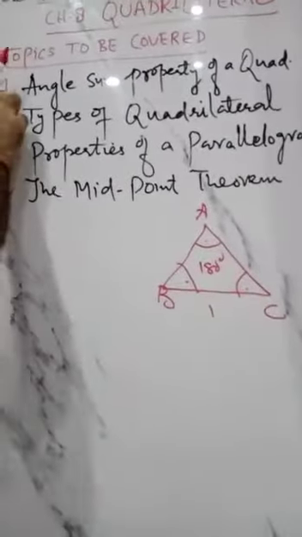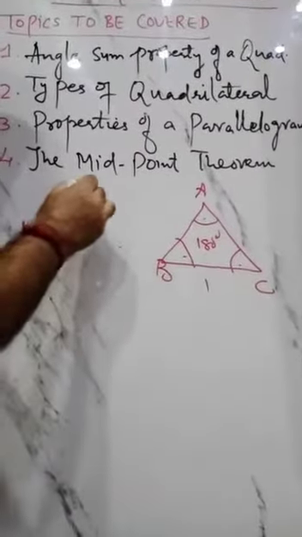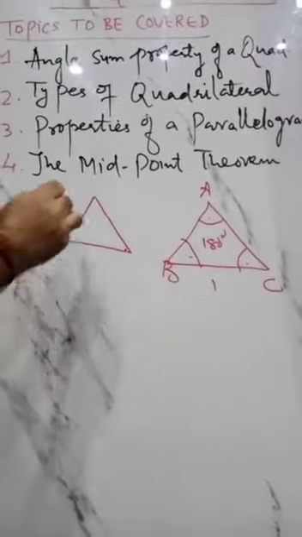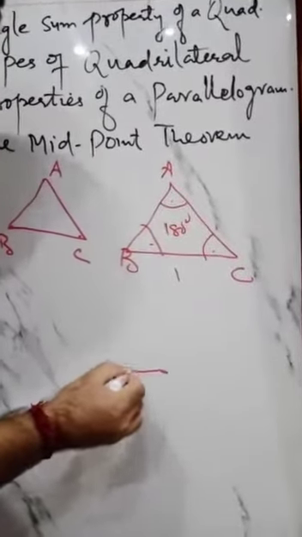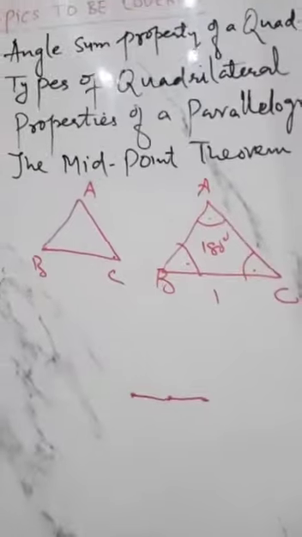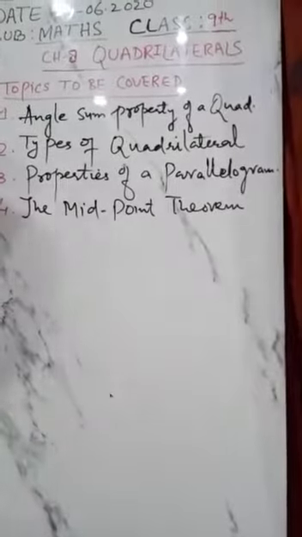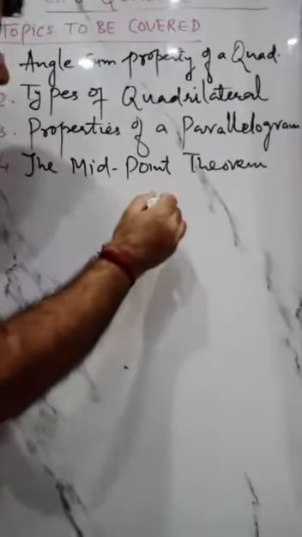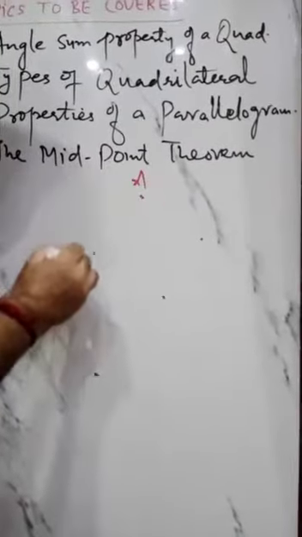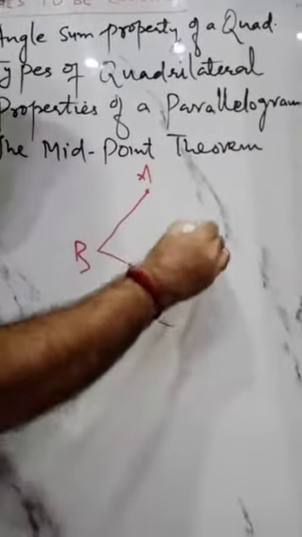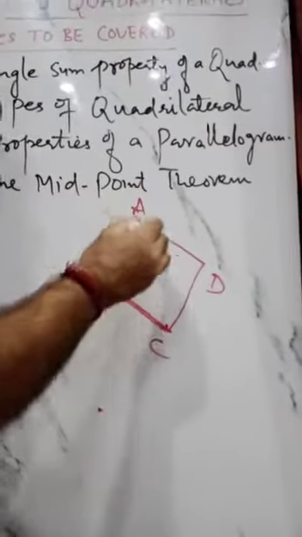Here, first of all, you must know what a quadrilateral is. Children, if we join three non-collinear points, then only we can get a triangle. But if we have three collinear points, then we get a straight line. Now for quadrilaterals, a quadrilateral is nothing but any four-sided closed figure. If I join four non-collinear points, we get a quadrilateral. Quadri means four-sided figure.